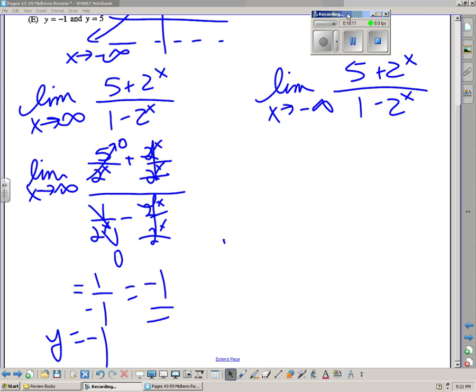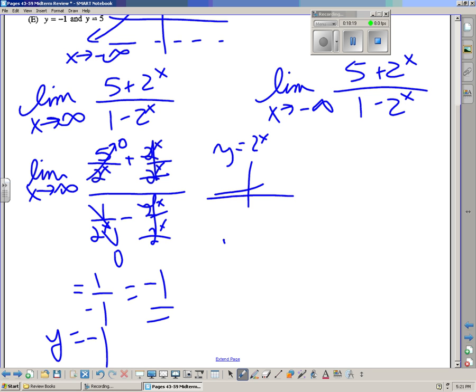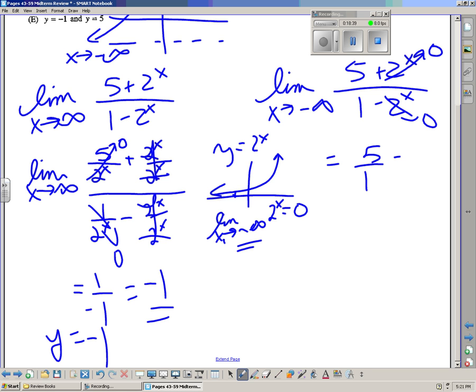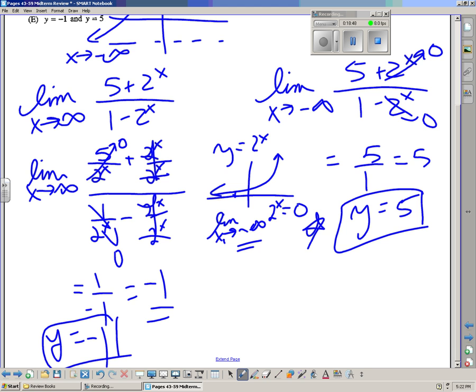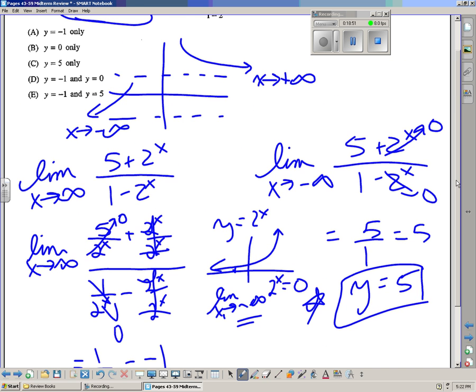Now we get to this guy. Limit as x approaches negative infinity. If you think about what y equals 2 to the x looks like as a graph, 2 to the x gets very tiny, close to 0. So the limit as x approaches negative infinity of 2 to the x is 0. So these are not getting big. They are actually getting small towards 0. And so we get 5 over 1, which is 5. So we get y equals 5 as the other horizontal asymptote. People miss this one guaranteed. So y equals negative 1 and y equals positive 5 are both horizontal asymptotes.